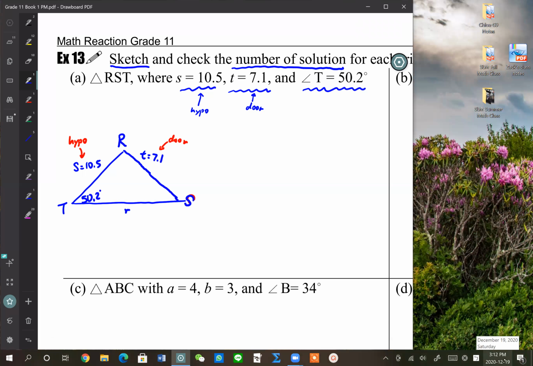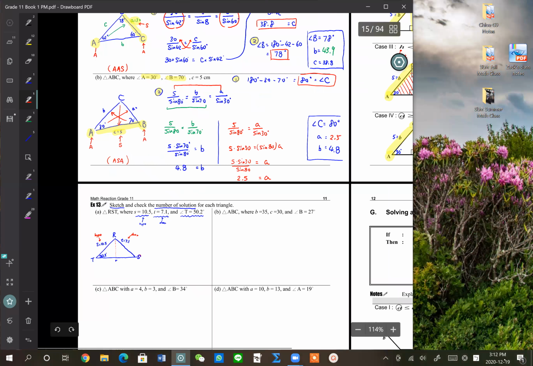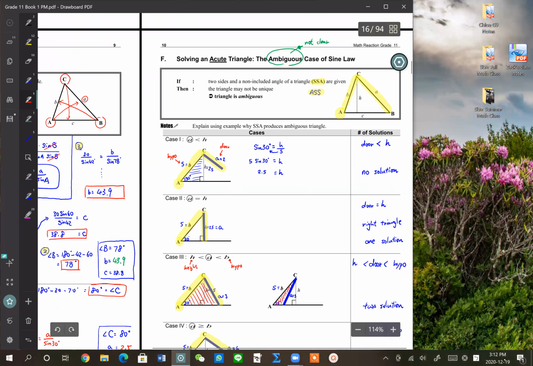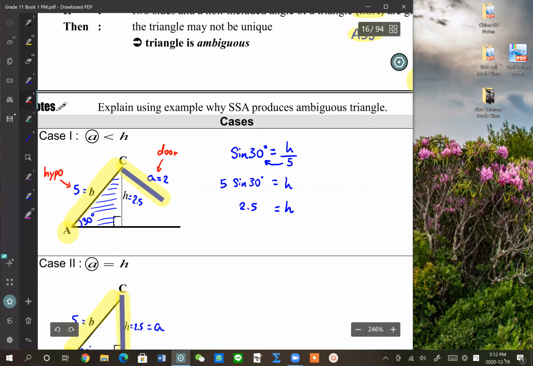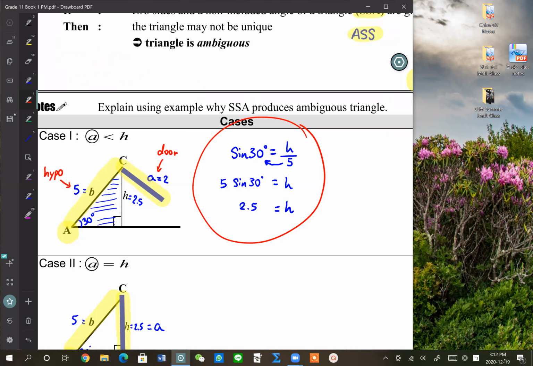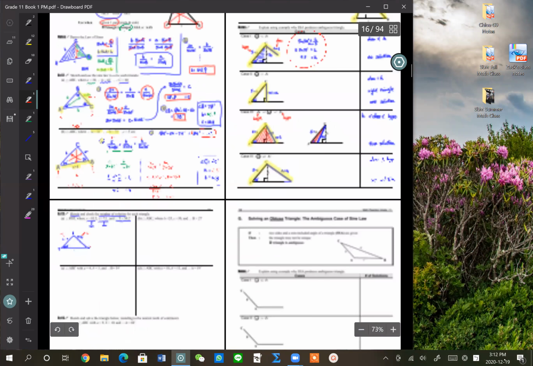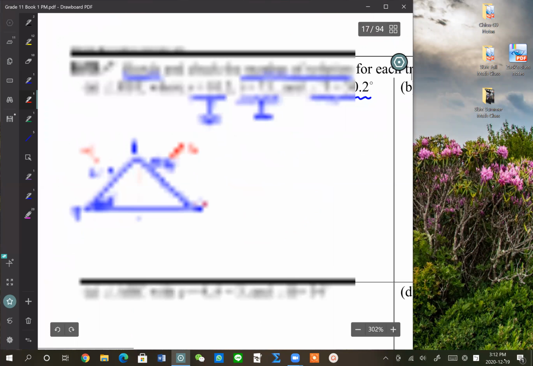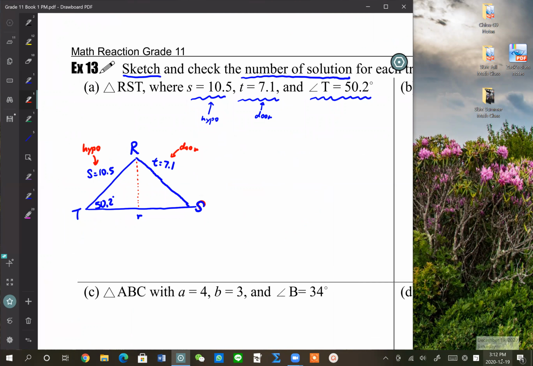Now we need to draw the height, right? We need to find the height so we can determine which case. To find the height, you think about how we found the height before. This is how we find the height. You need to use sine. So please find the height right now and raise your hand once you found the height.